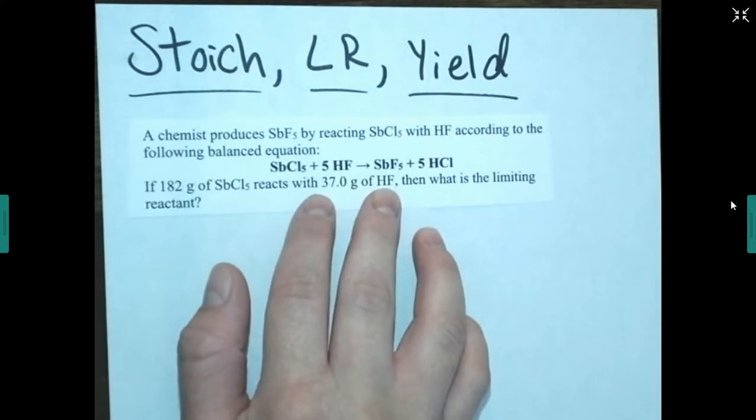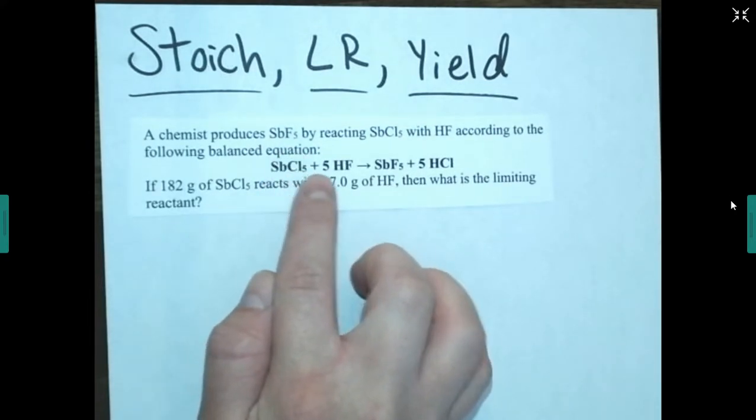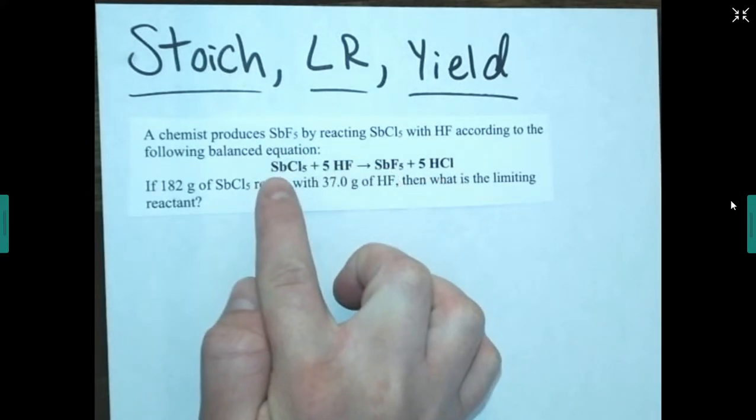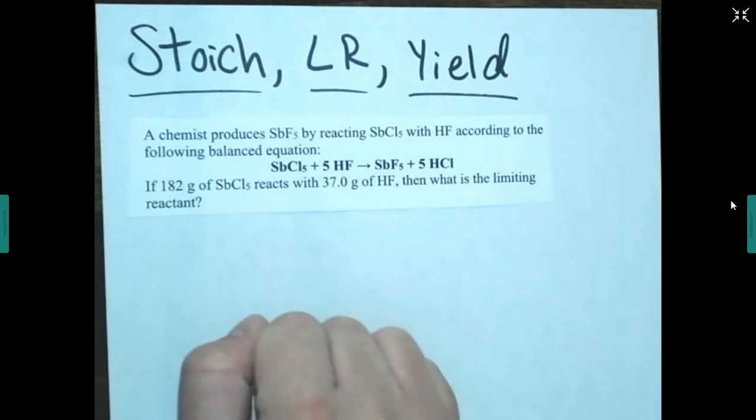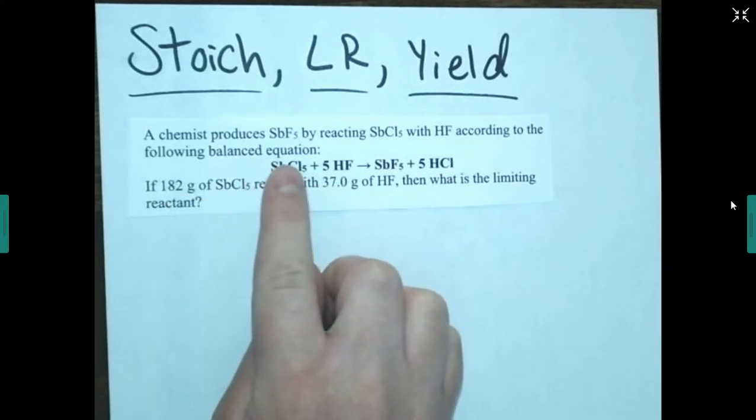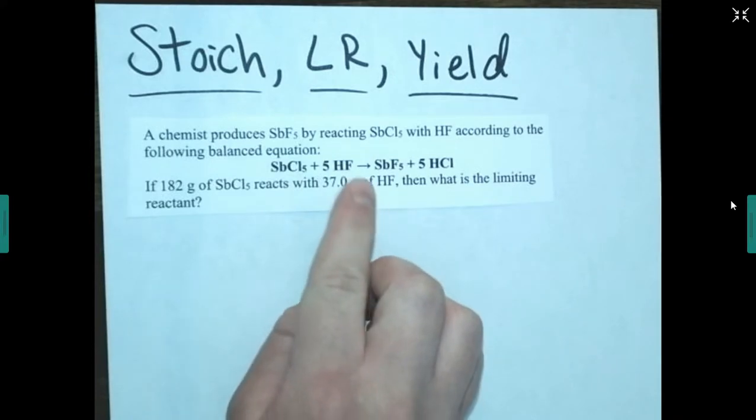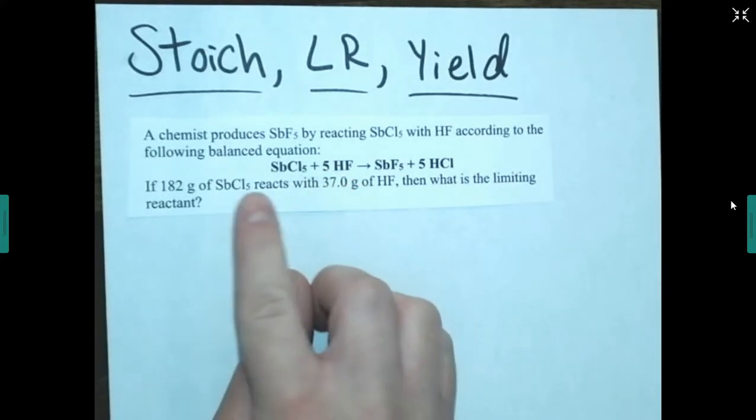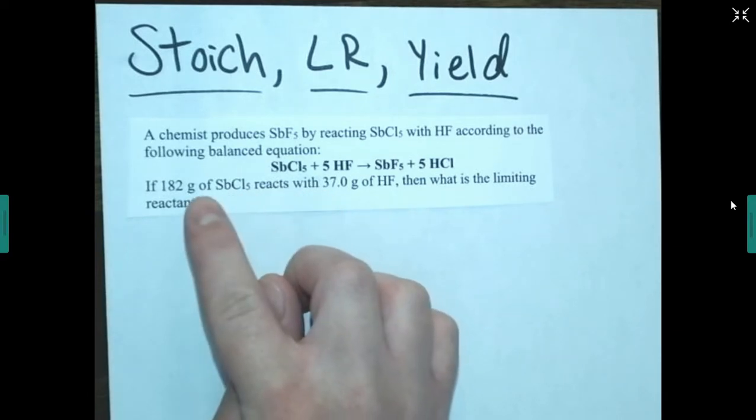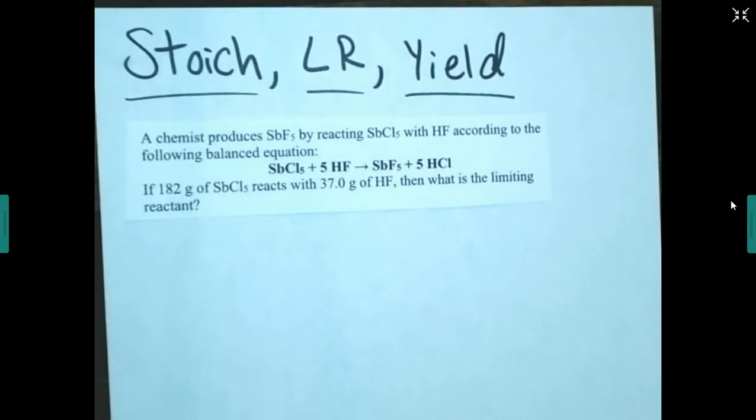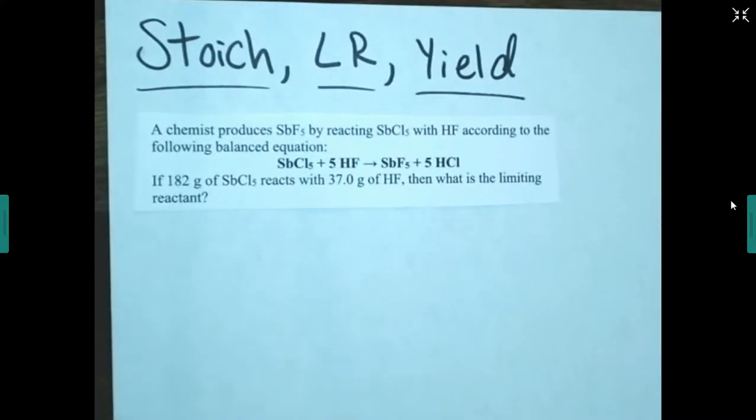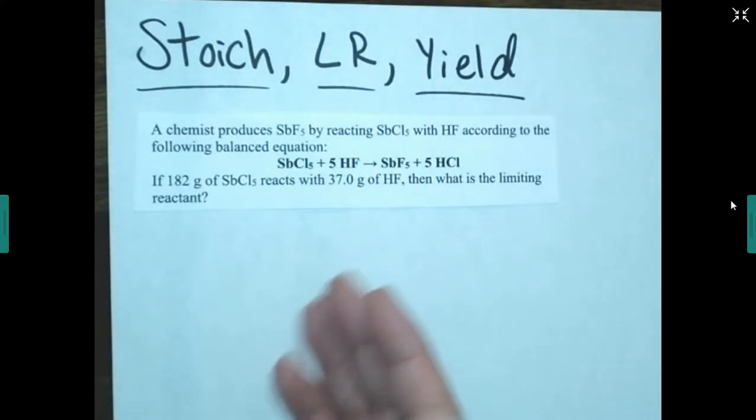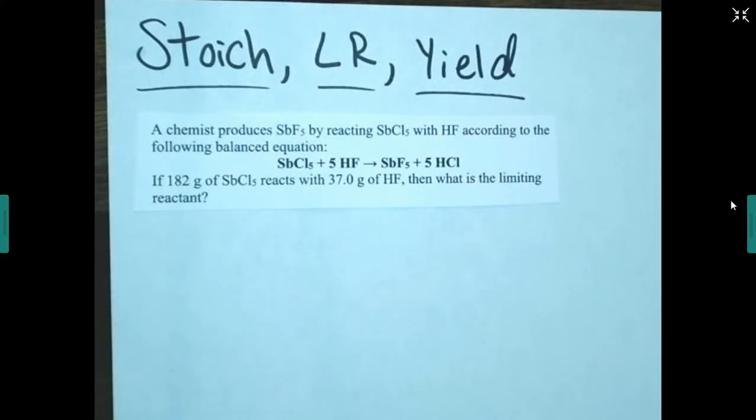It says a chemist produces SbF5 by reacting SbCl5 with HF according to this equation. It says if he has 182 grams of this stuff and 37 grams of this stuff, what's the limiting reactant? See how the question gives us two different amounts of reactants and asks which one is the limiting reactant. Whenever it's a limiting reactant question, we know we're going to have to do two different stoichiometry problems.